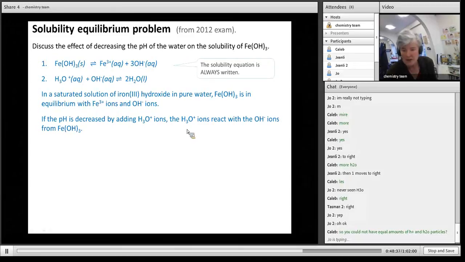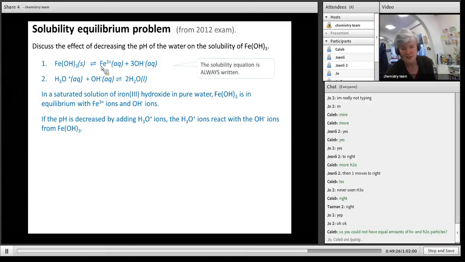So you could not have equal amounts of H plus and H2O. Actually, I doubt it, because you would have to have something incredibly acidic to have that many H plus ions, because water is around 55 moles per litre. In other words, you've got 55 moles of water molecules in 1 litre of water. And I've never seen an acidic solution with 55 moles per litre of acid. So yeah, I think in practice you could never have equal amounts of H plus and H2O particles.